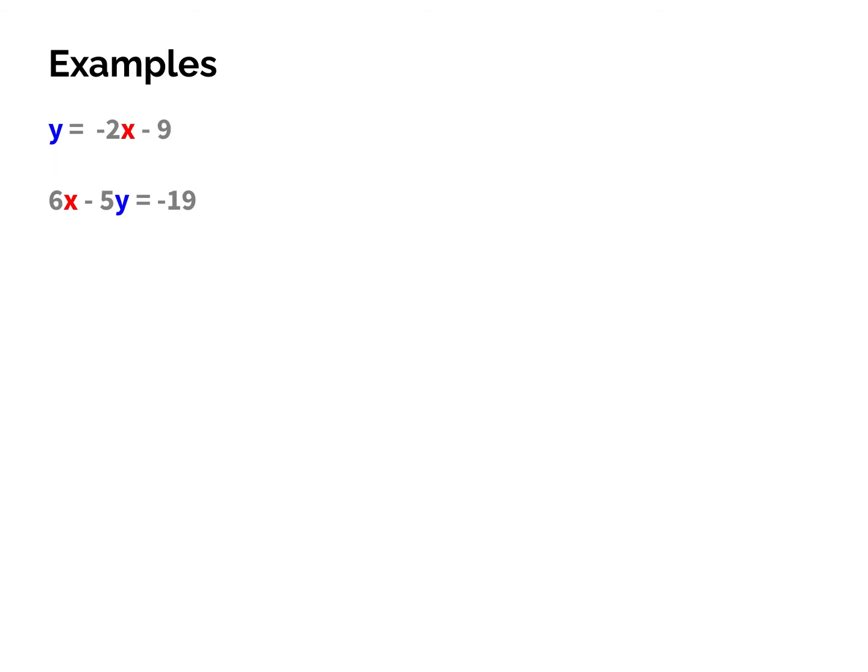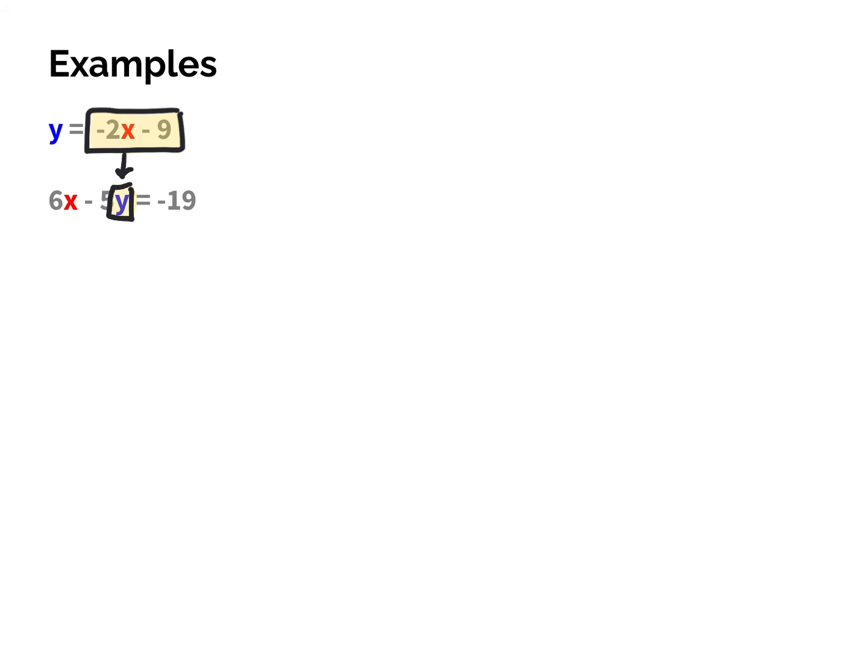So here I have y equals negative 2x minus 9 and 6x minus 5y equals negative 19. First thing we'll look for is, do I have an equation that says x equals or y equals? You'll notice here the first equation says y equals negative 2x minus 9. So I'm going to take this chunk right here. It's an expression, and because it says y equals, I can take that expression and plug it into my second equation where I see y. I'm going to substitute that in.